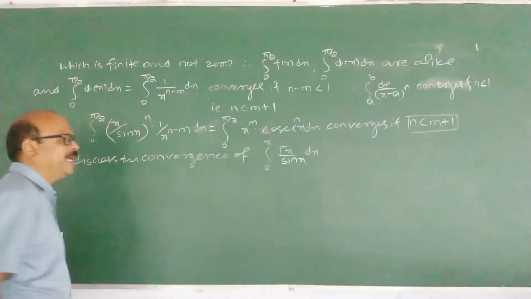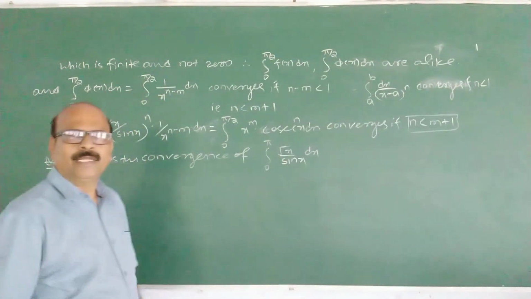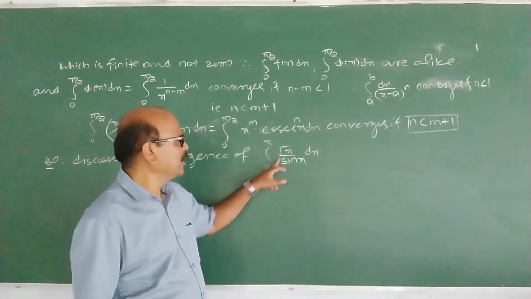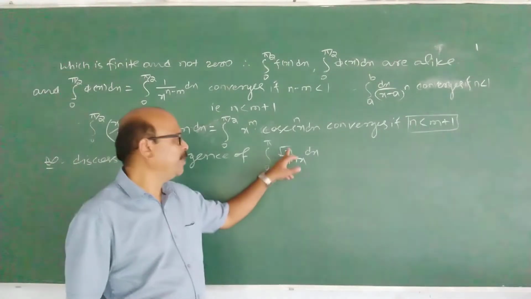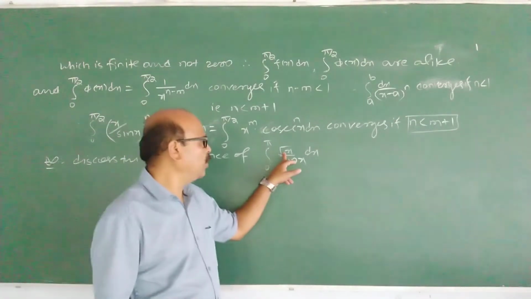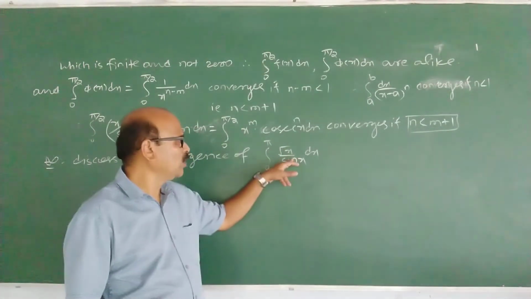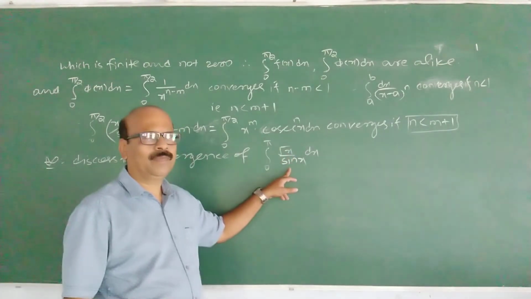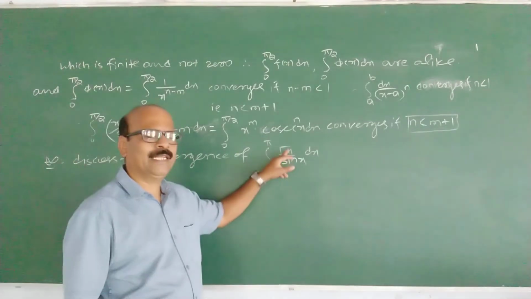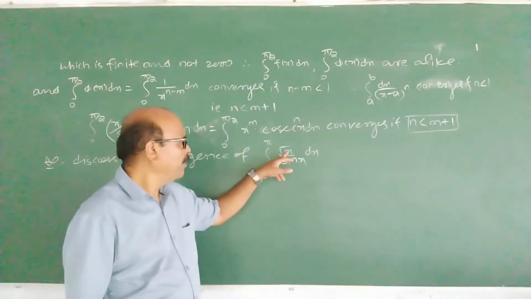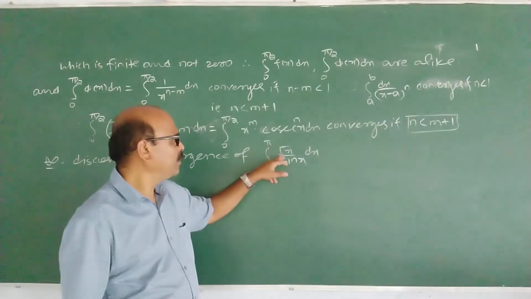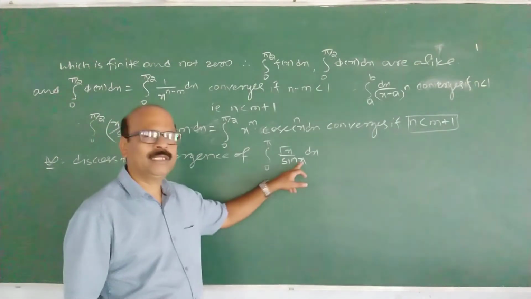In this case, why is it improper? It is improper because when x is 0, this becomes 0 by 0 form. Observe this, it is not x here, it is root x, therefore it becomes 0 by 0. Otherwise, if it were x, it would be x by sin x, which is 1 as x tends to 0. But it is root x, therefore it is 0 by 0 indeterminate. When x is pi, it becomes unbounded because sin pi is 0.